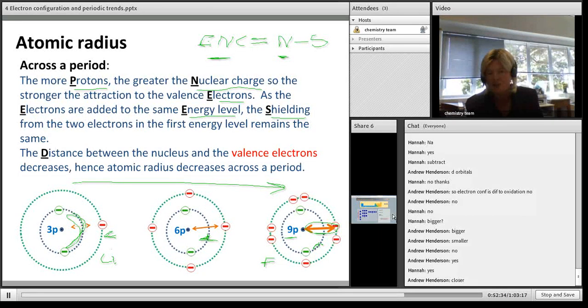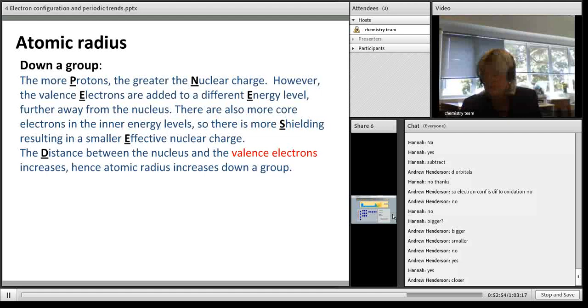Notice I've highlighted also valence electrons. You're talking about the attraction between the nucleus and the valence electrons when you're discussing atomic radius. So don't just talk about electrons, be specific. We're not talking about these electrons over here, the core electrons. We are wanting to talk about the valence electrons on the outside.